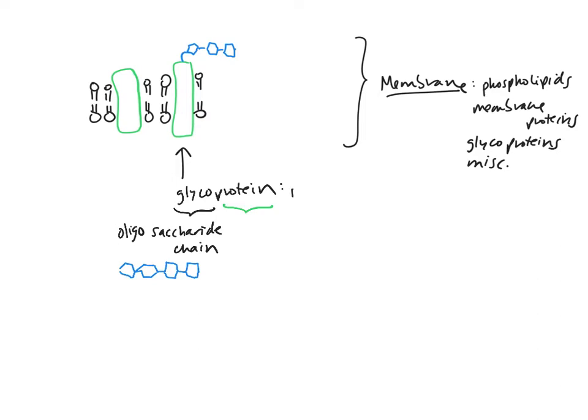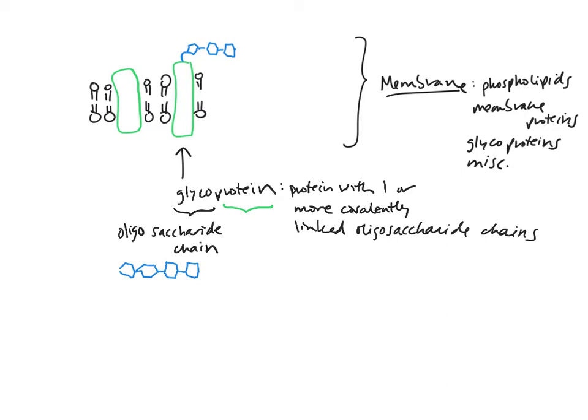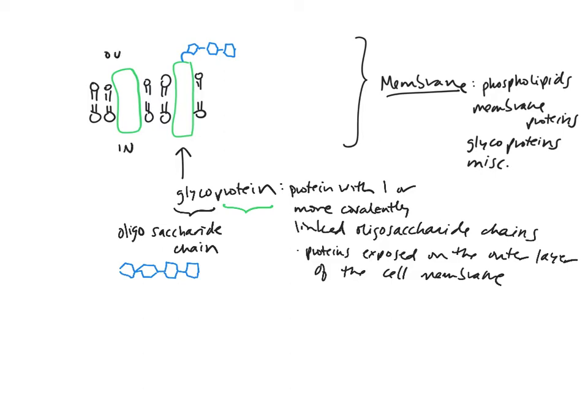And so if we're going to write out that definition, this is a protein with one or more covalently linked oligosaccharide chains. And these are particularly important in terms of cellular identification. Glycoproteins are commonly found on proteins that are exposed on the outer side or outer layer of the cell membrane. In that case, meaning this would be the inside of the cell and this would be the outside of the cell. Glycoproteins can also be secreted proteins. So a protein that's secreted may have these additional covalent linkages. And so it's kind of a hybrid molecule from what we've talked about so far.